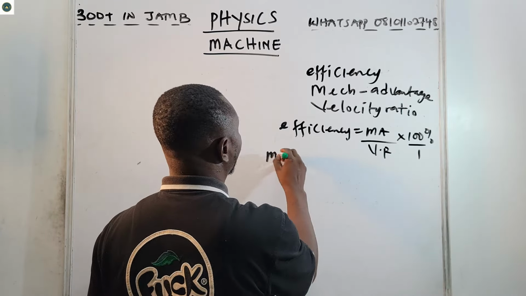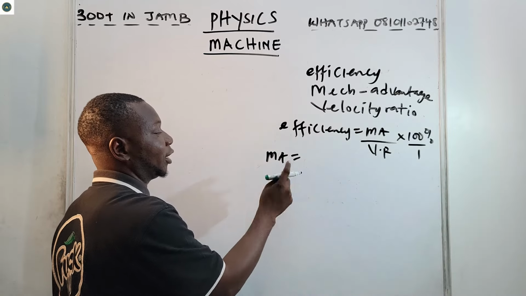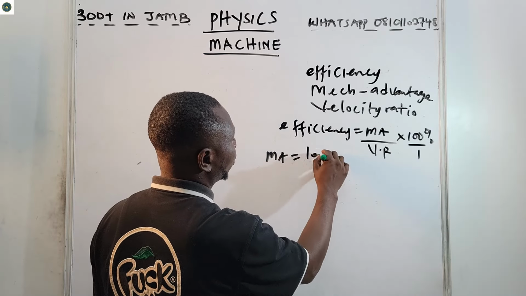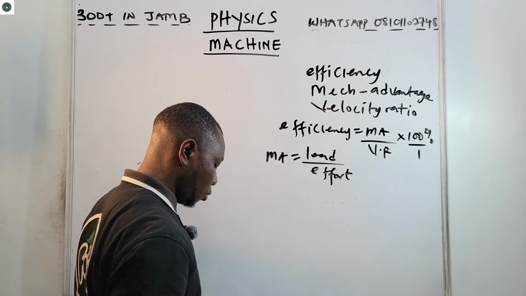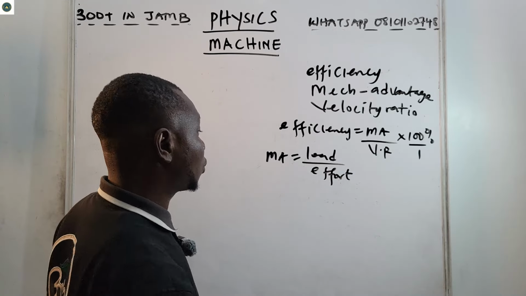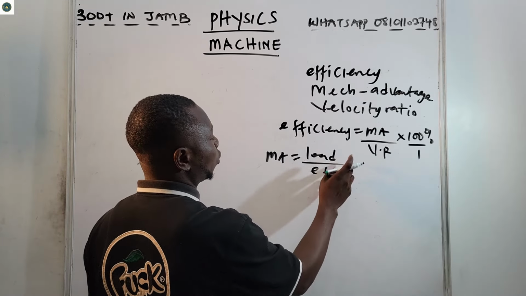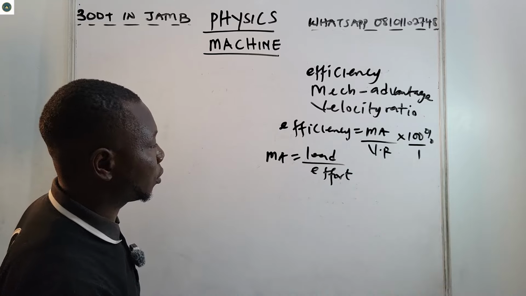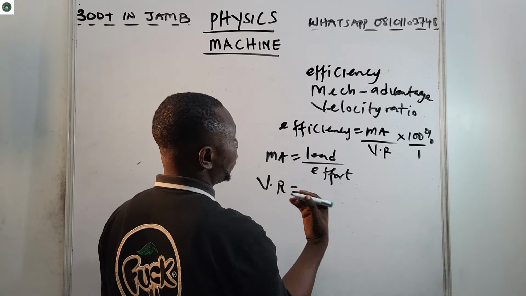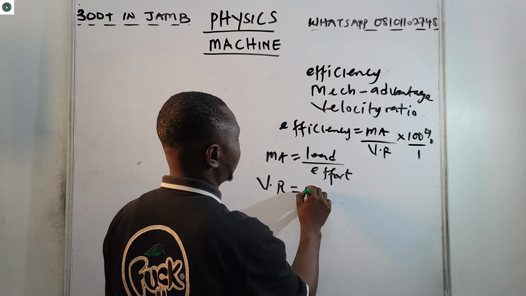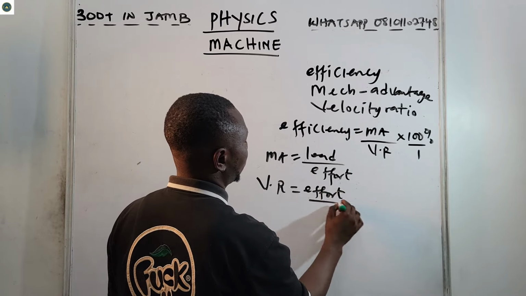So what do you mean by mechanical advantage of a machine? The mechanical advantage of a machine is load over effort. Load over what? Effort. Now what is velocity ratio? Velocity ratio is effort over load.